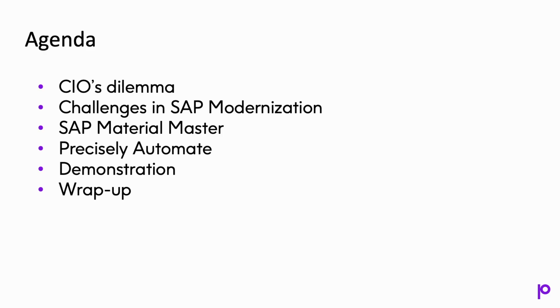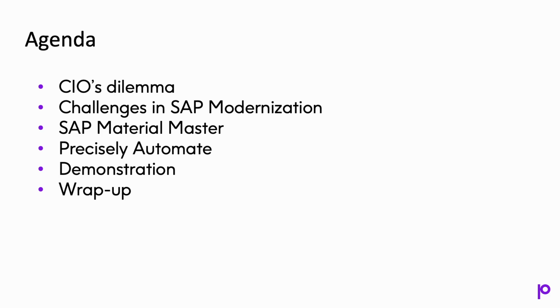From there, we're really going to dive into SAP Material Master and what are some of the challenges that we see? Why is it so important to our business? And then we're going to look at how Precisely Automate can help you overcome a lot of those challenges that come with the Material Master. And included with that is going to be Sigrid's demonstration. And I think you're going to really enjoy that. Once we get through the demonstration, I'm going to walk through a couple of case studies and do a brief wrap up, and we should be done for the day.